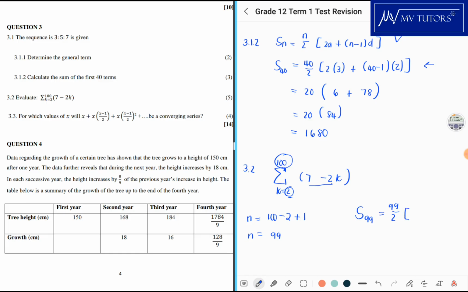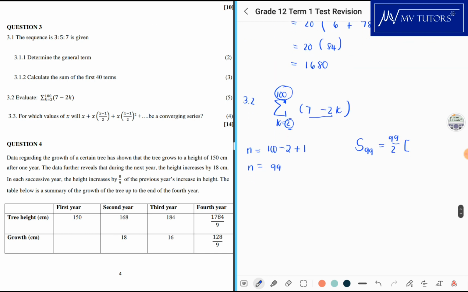And then I need to go get the first term. That's why I want to get at least the first 3 terms. And why is that? I want to get the value of A as well as the value of D. So let's go ahead and get the first term. So the first term, 7 minus 2k. So in the place of k, I'm going to put 2 because that's where it starts, with 2. So basically that'll be 7 minus 4, which is 3.